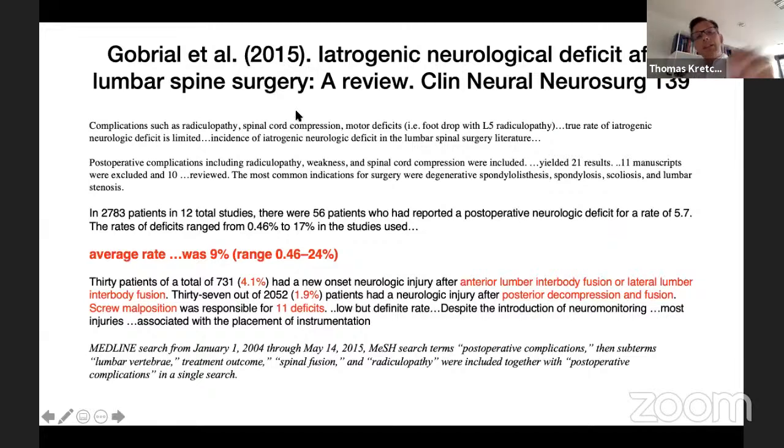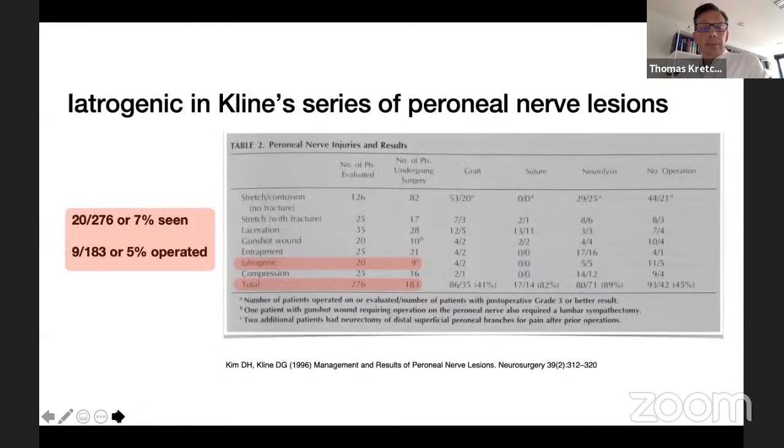And the other whole block has been nicely described already in the previous talks, but there is a more recent considerable paper from the Toronto group of Dr. Fehlings, which is a meta-analysis of a lot of studies. And just to sum it up, the average rate was 9%, mainly divided up under anterior lumbar interbody fusion, lateral lumbar interbody fusion, and posterior decompression and fusion, screw malposition, L5 deficits. So whoever is interested, that's a nice paper.